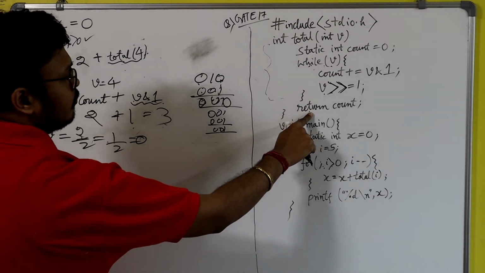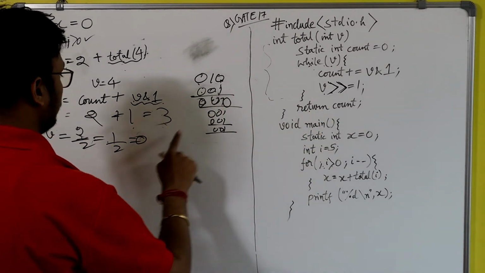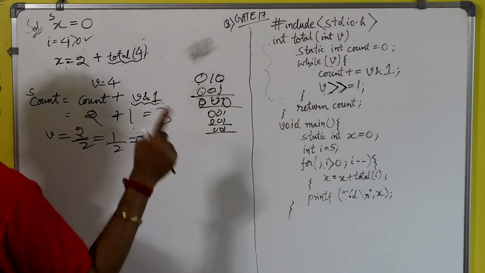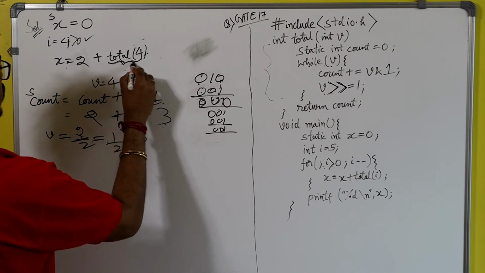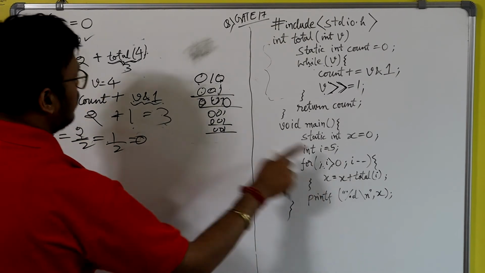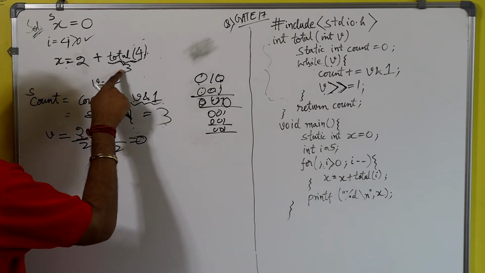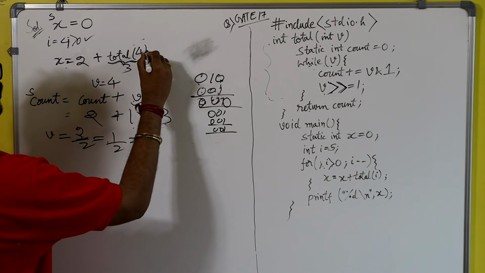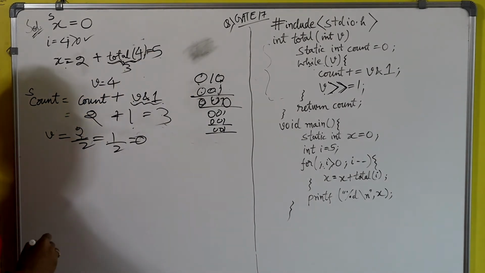So what value will be returned? Count. So count is equal to 3 will be returned here. So in place of total 4, 3 will be returned. So what is the value of x now? The value of x is 2 plus 3, which is equal to 5.